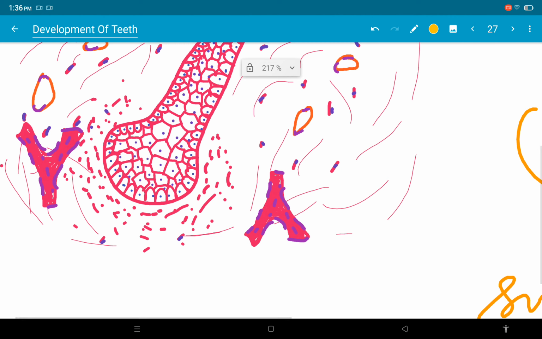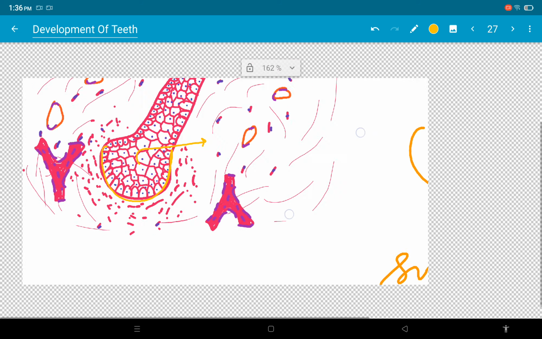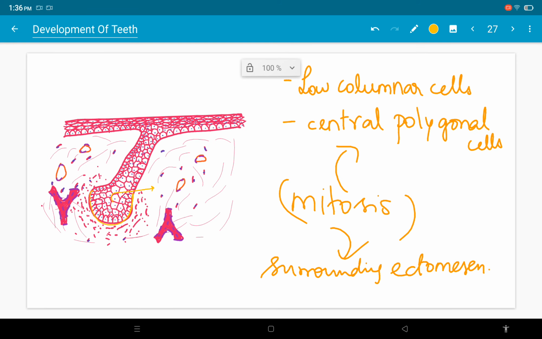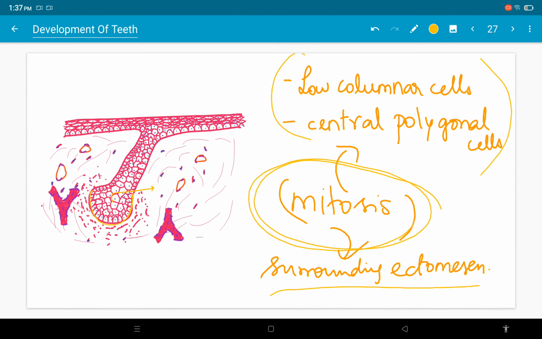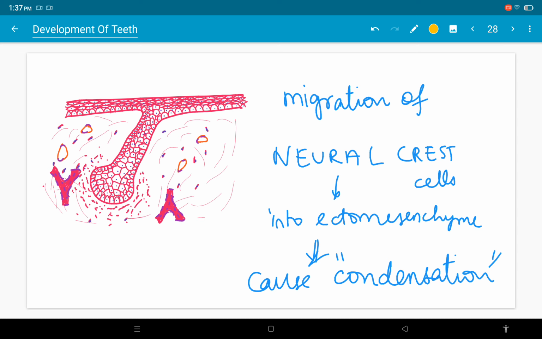The low columnar cells will be surrounding the basement membrane, and centrally you have polygonal cells. Low-lying columnar cells and central polygonal cells is the structure of the enamel organ in the bud stage, and the surrounding ectomesenchyme and this enamel organ will undergo rapid mitosis and proliferation. Migration of the neural crest cells. Let us see about neural crest cells in another video.